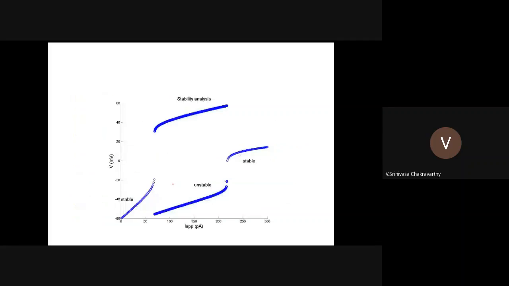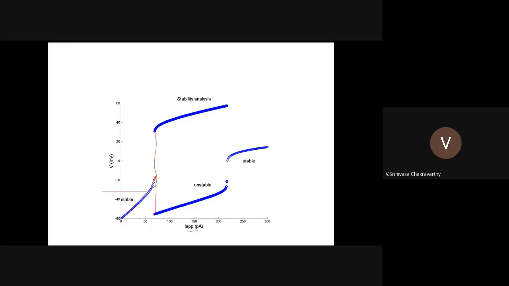Okay, so this plot summarizes the response of voltage as a function of input current, I applied. For I applied less than this threshold value, you have only one fixed point, and that is negative, minus something millivolts. As you keep increasing current, that voltage value keeps increasing. And once it reaches the threshold value, suddenly the dynamics changes. You have a bifurcation that occurs.